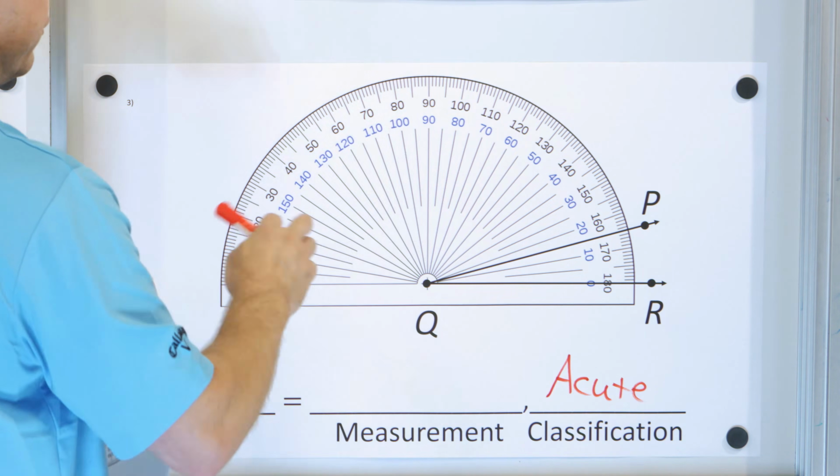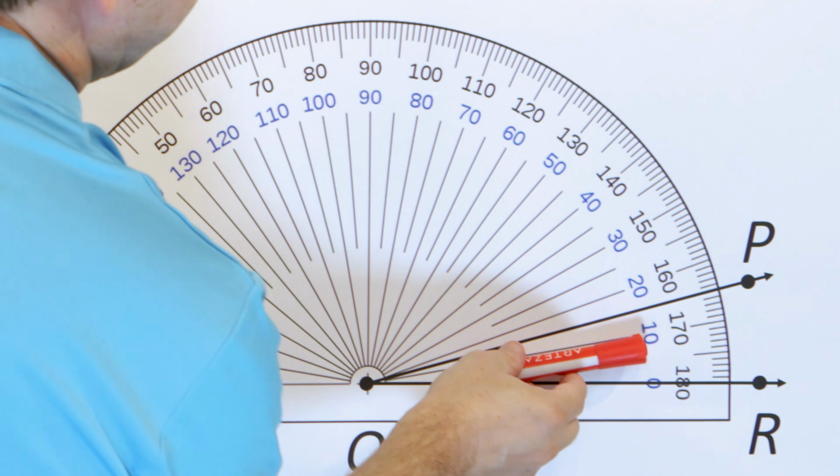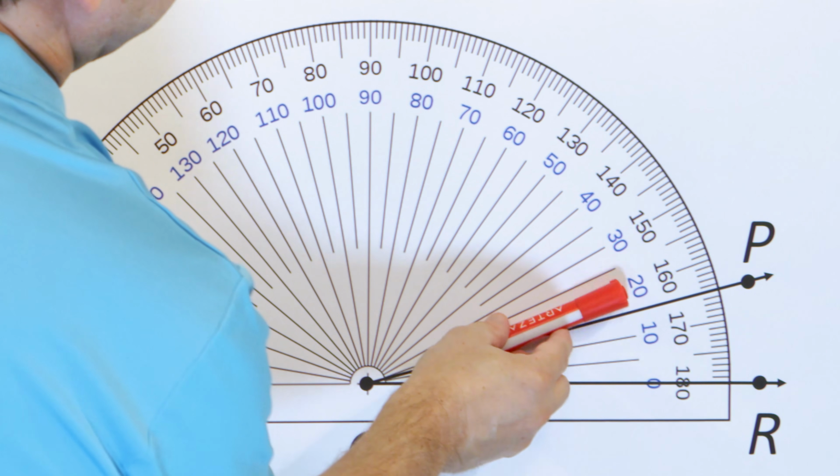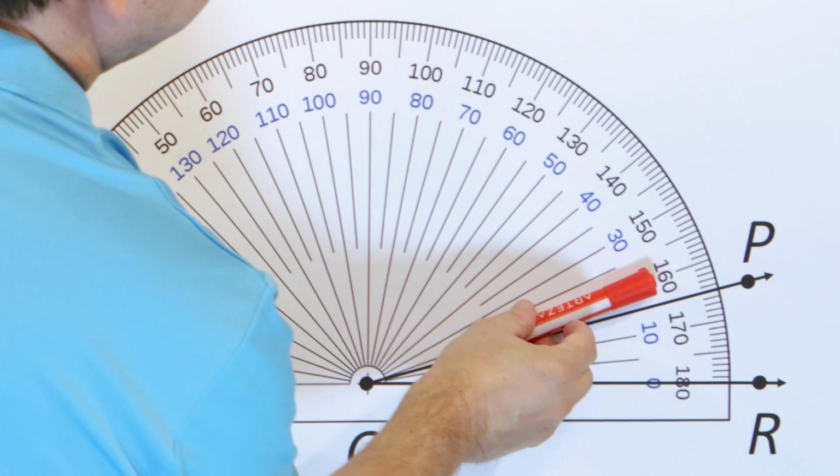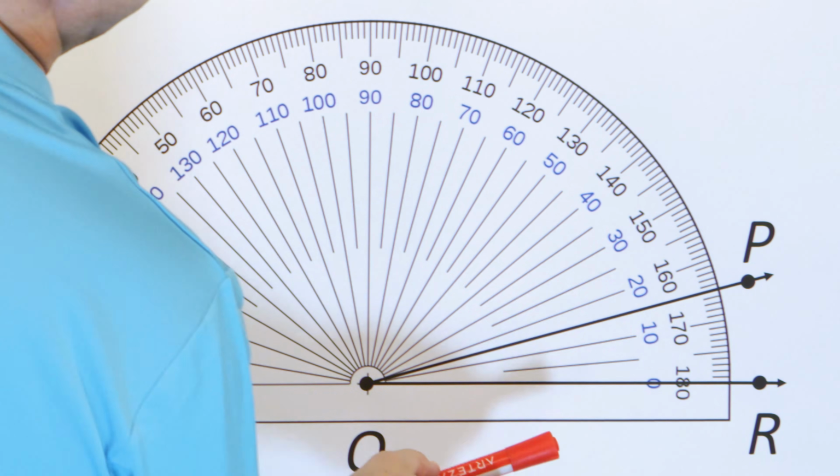So now we have to measure the angle here. What choices do we have? Here's 10 in blue and 20. Right in the middle is 15 degrees, right? What is my other choice? Here's 160 and 170, so 165.